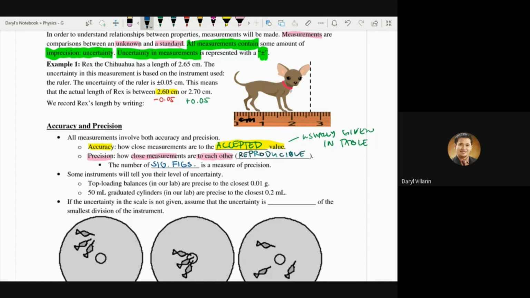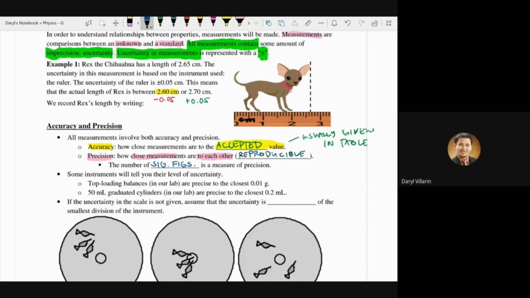Because if you are aware of a Vernier caliper, another measuring instrument, it can read up to, I think, 0.01 of a millimeter. So that is more precise. Again, we're not yet sure if it is accurate, because accuracy means that it should be compared to the accepted value. Okay, so see the difference between the two. Precision is just talking about the measurements. You try to compare them with one another. If it gives you the same value, you could say that that is precise.